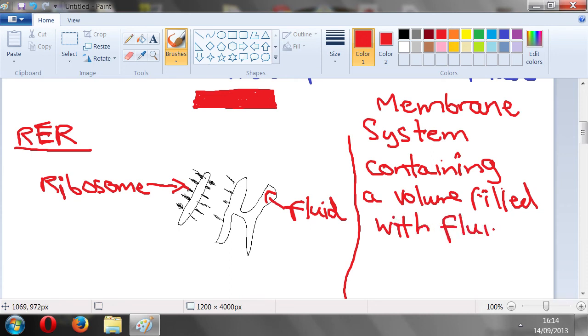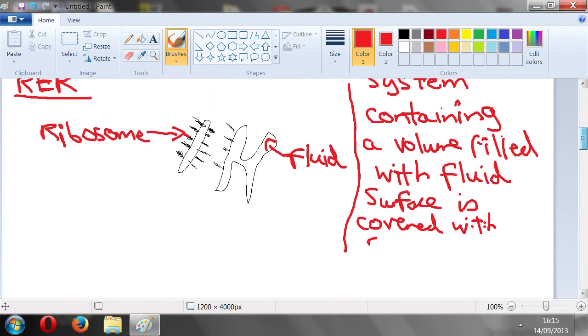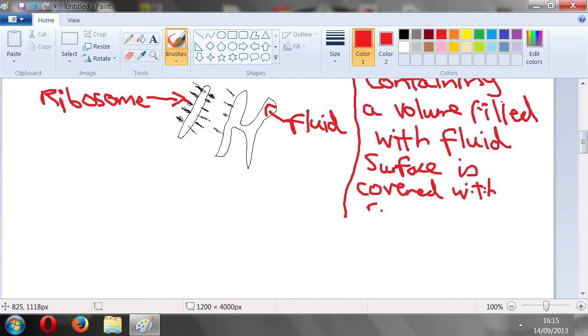Okay. So obviously, on the surface is, yeah, covered with ribosomes. So that's fairly clear. I do like that drawing actually more. It looks a little bit more how I'd like it. So the surface is covered with ribosomes.